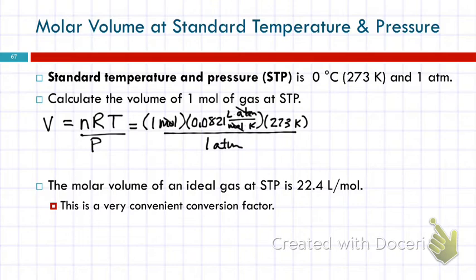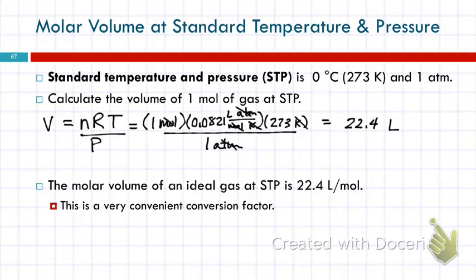So these units are working out. Atmospheres and moles and kelvins all cancel out. So we have 1 times 0.0821 times 273 divided by 1. This would have 3 sig figs, 22.4. Unit is liters. So at standard temperature and pressure, 1 mole of a gas occupies 22.4 liters.